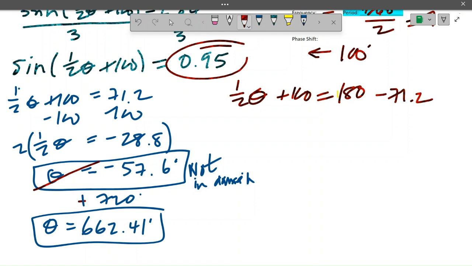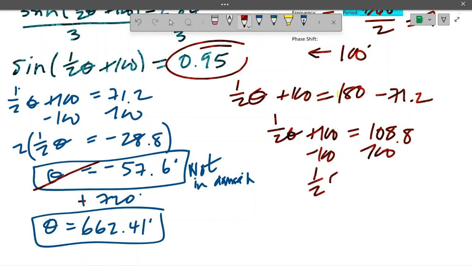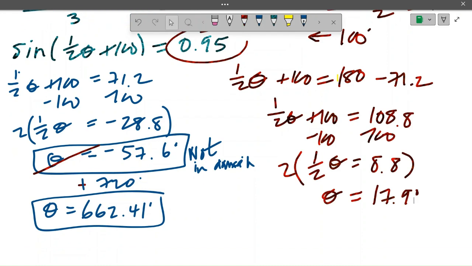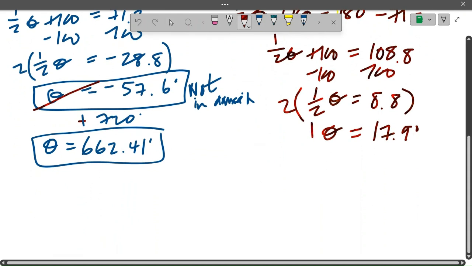Okay, I'm going to pop over to my red equation now, and I'm going to work that. So I'm going to simplify the right side of the equation. And when I do that, I get 108.8 degrees. And now I'm going to subtract 100. And that gives me half theta equals 8.8 degrees. And I'm going to multiply by 2 to get rid of my half. So again, you could divide by 2, and I'm going to get 17.9 degrees when I do that. And that is within our domain. So this is a solution.